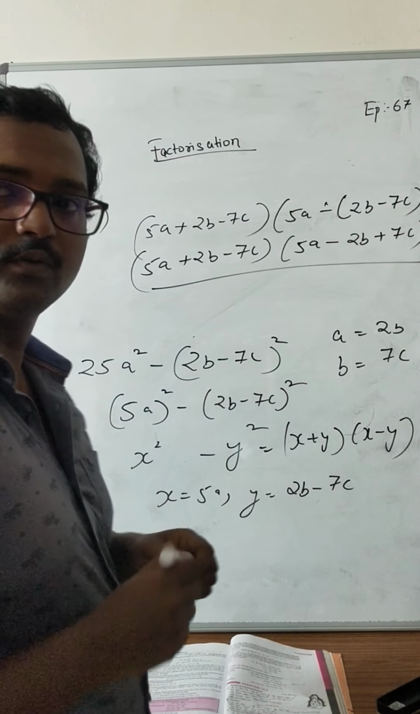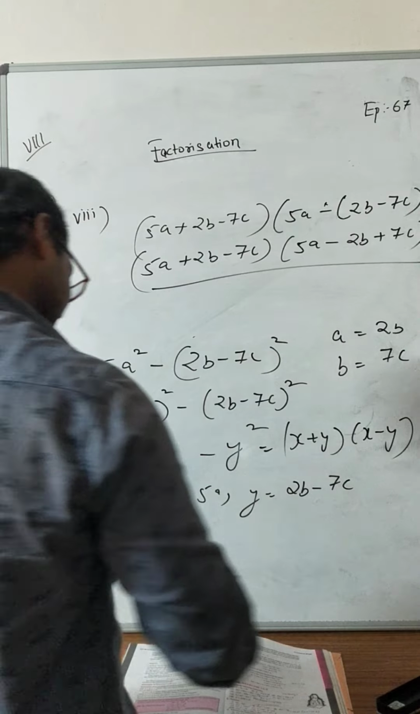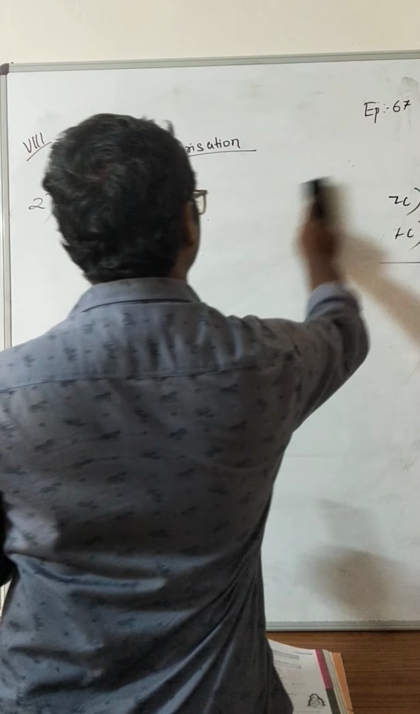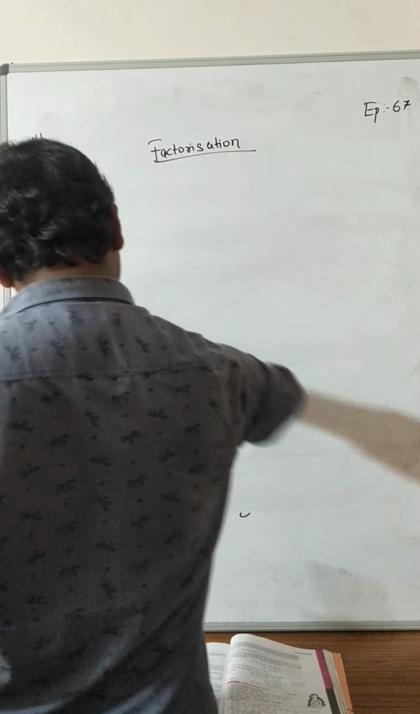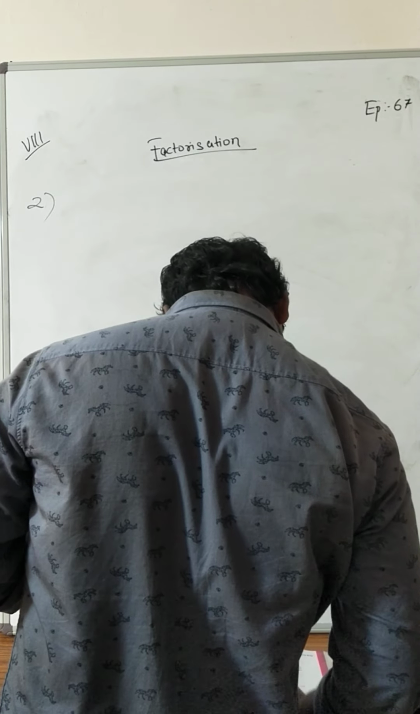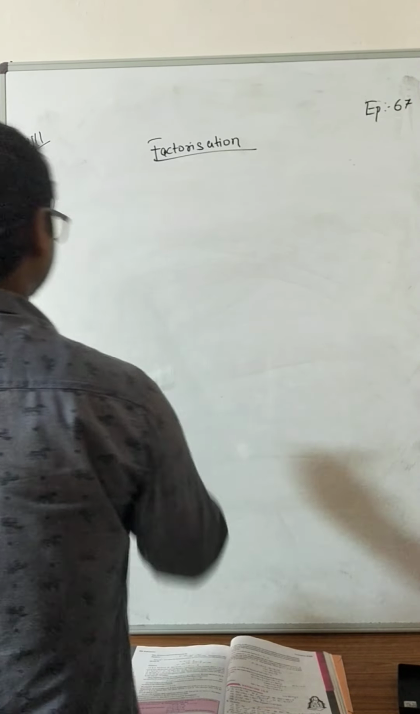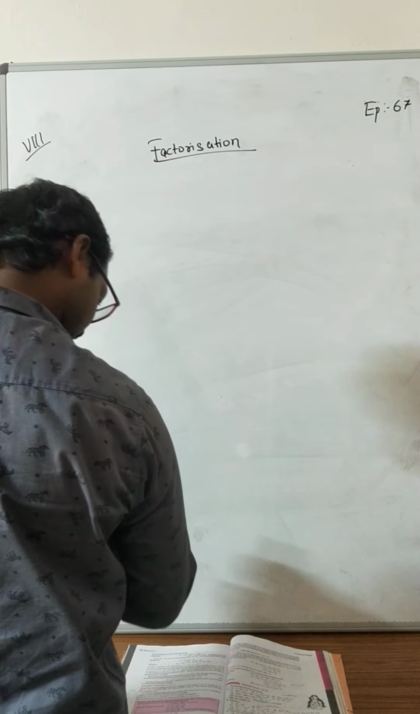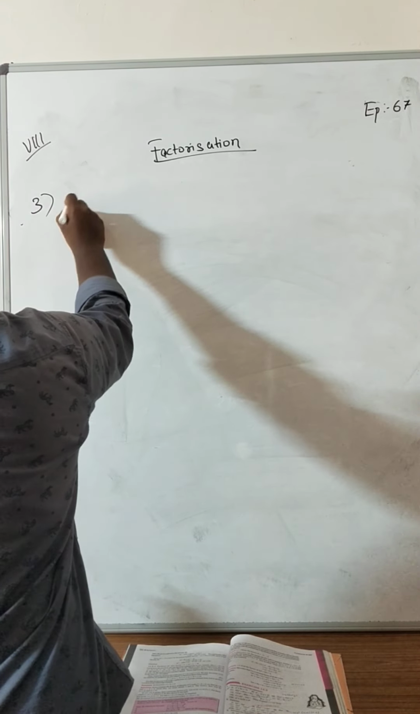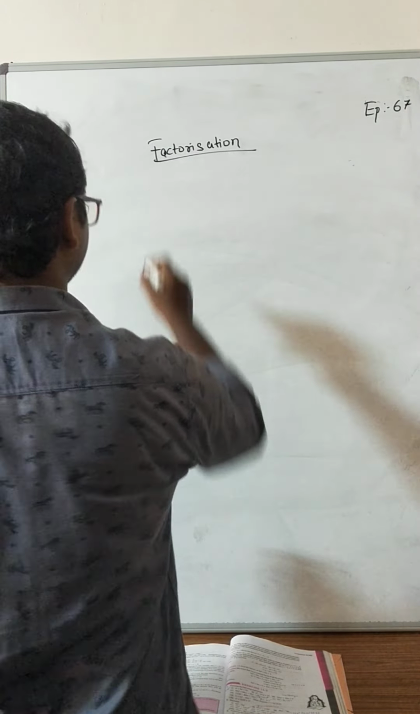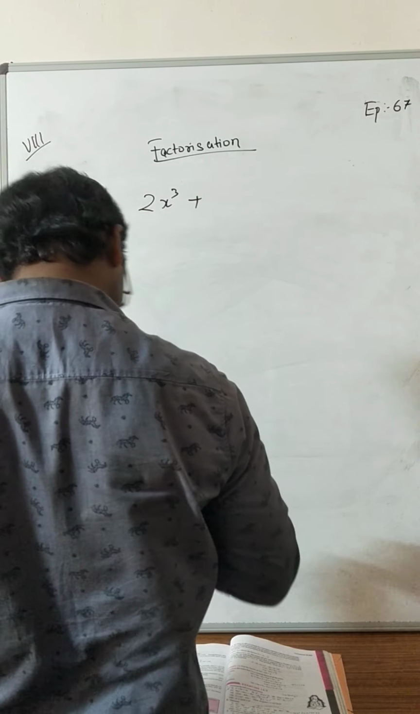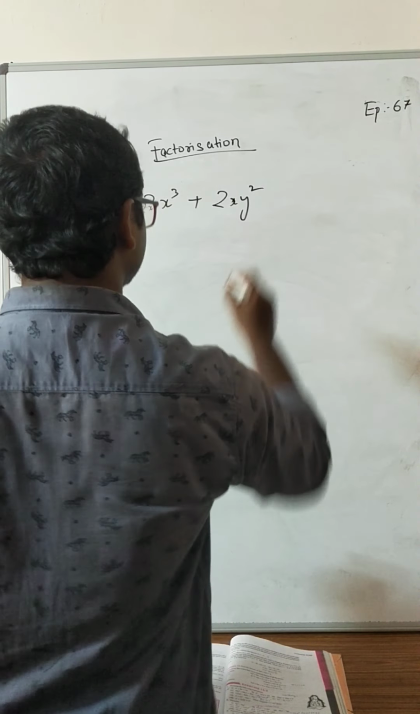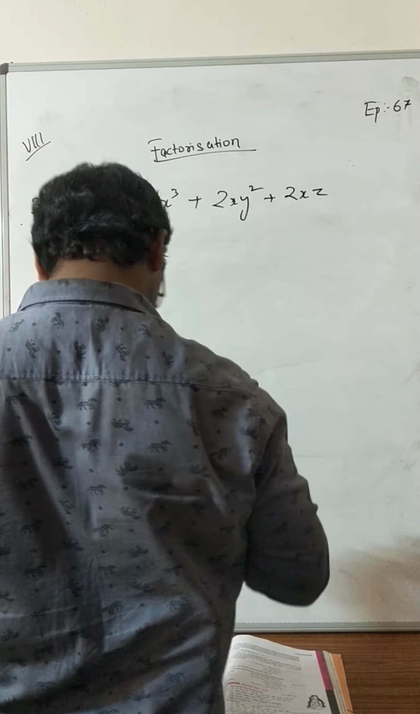Okay, now look at question number 3, which is factorize the expression. Okay, look at the third one. The third one is 2x³ plus 2xy² plus 2xz².